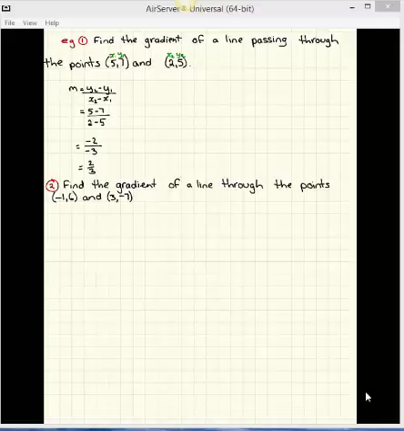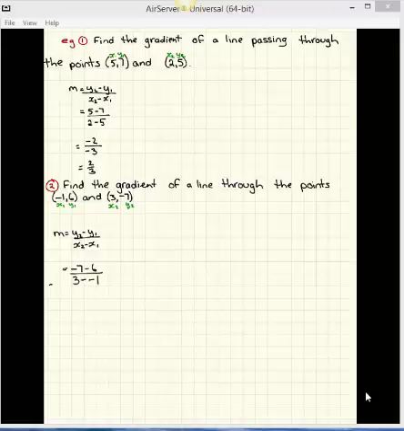So what I'm going to do is x1, y1, x2, y2, just like before. Start off with your formula and then substitute in. So y2 minus y1, so minus 7 minus 6, all over x2 minus x1, 3 minus negative 1.